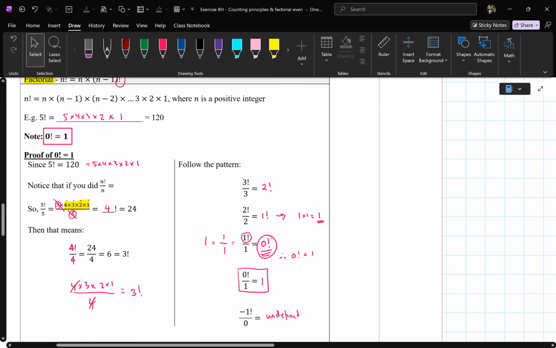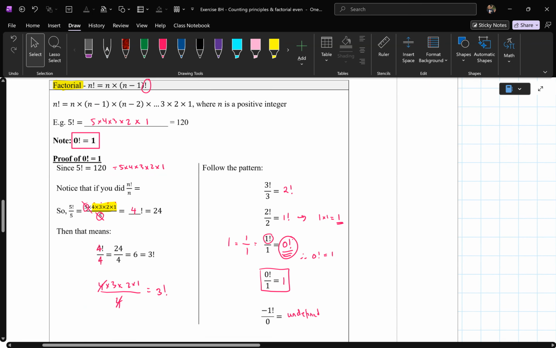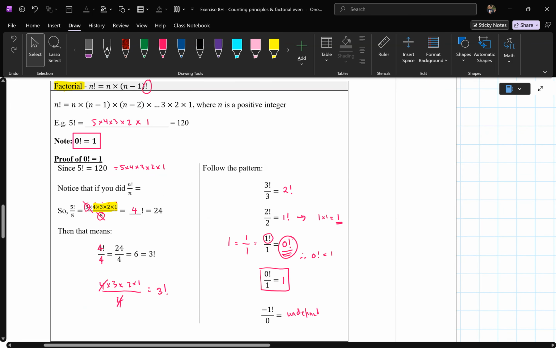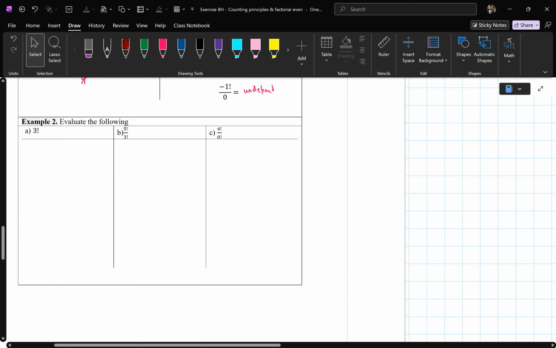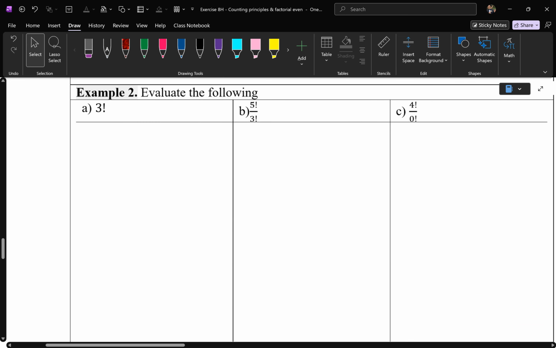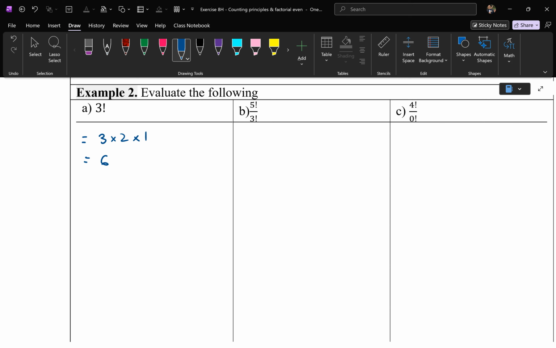Scrolling down, so remember in the previous video, I talked about factorial. So the exclamation mark represents factorial. And if you put a number, say 4 factorial, that just means 4 times 3 times 2 times 1. So you repeatedly multiply by the value one below it. Let's have a look at some practice here. So when we say 3 factorial, this means 3 times 2 times 1, which actually gives us the answer of 6.